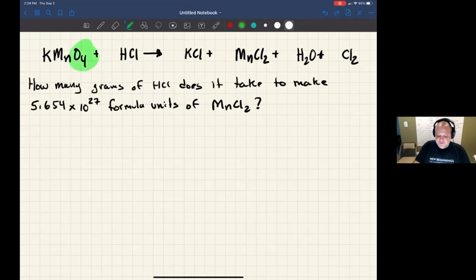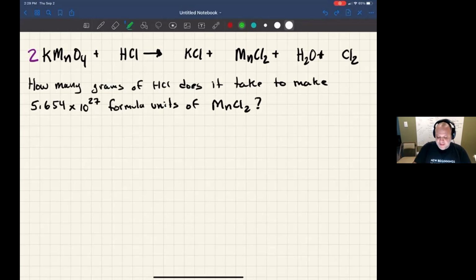First of all, I'm going to notice right away that I am in an even-odd situation with the oxygens. 4 on the left, 1 on the right. That's even-odd. And so the best thing to do is to start multiplying stoichiometric coefficients by 2. If I put a 2 here with potassium permanganate, then I will be on the right track.